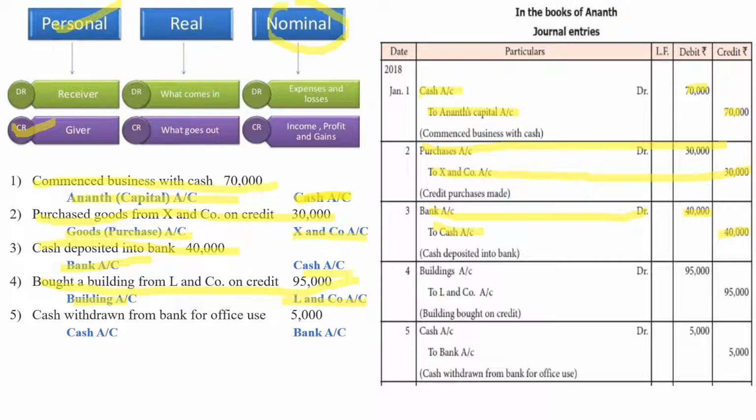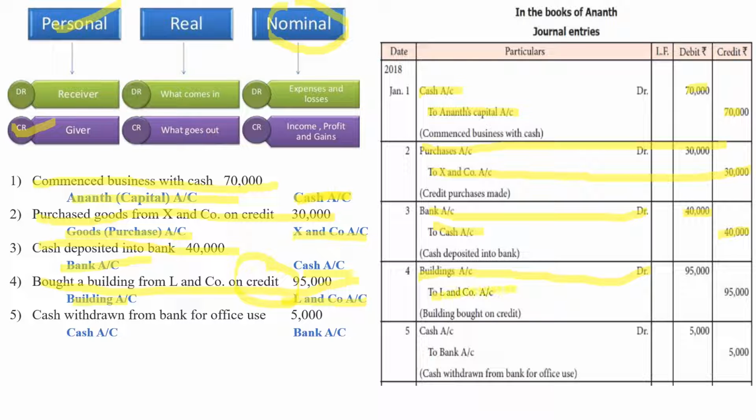Why cash is not there? Because this is a credit transaction. Building account would be debit. Why? Because building account is a real account and it comes toward our organization. That's why it would be debited.